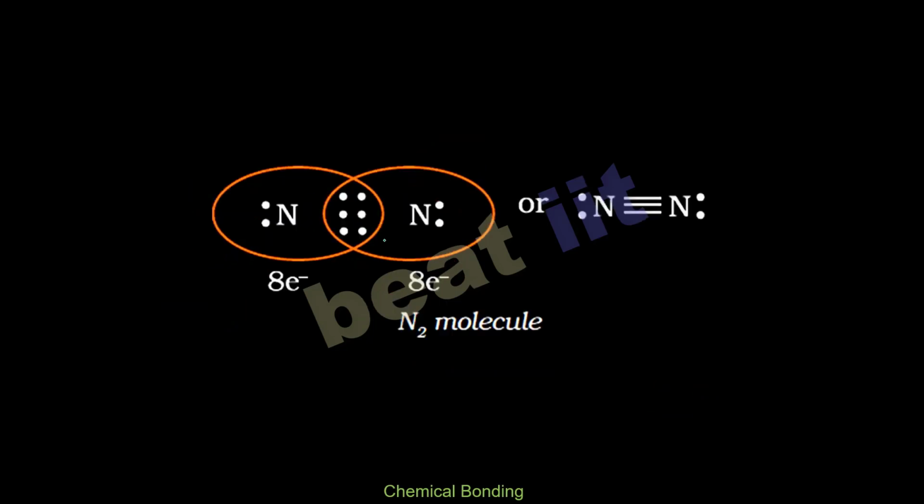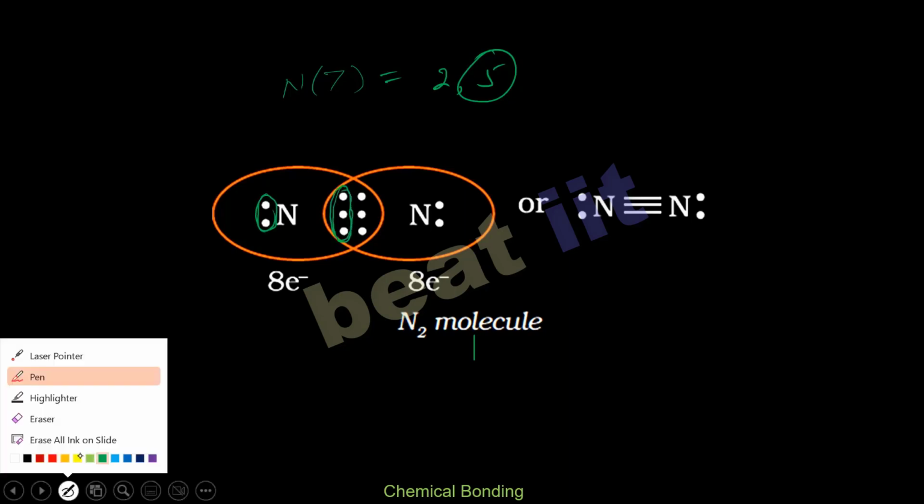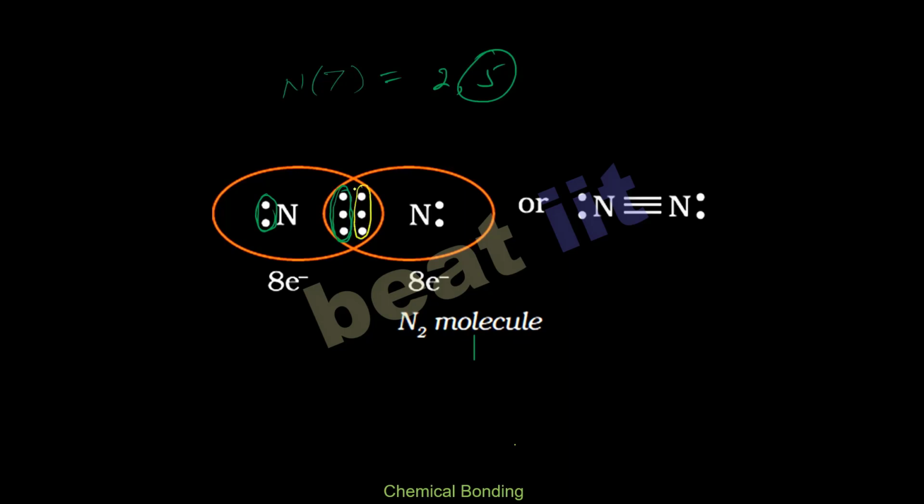Another example, nitrogen molecule. Nitrogen atomic number is 7. So 2, 5, 5 valence electrons, and you can see 2 here and 3 here. These 3 are shared with the other 3 of the other nitrogen atom, and these 2 are free. So in total, if you see, this nitrogen effectively has 8 electrons, and this nitrogen also effectively has 8 electrons. Octet is complete.